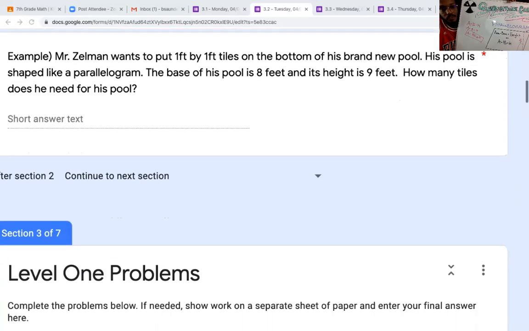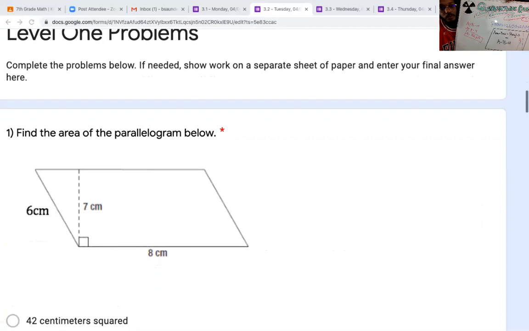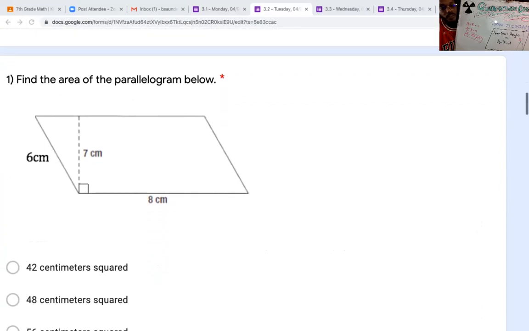Okay, so we have 72 feet there. Let's look at one or two of these level 1 problems. If you want to find the area of the parallelogram, you know that your base is going to be 8 and your height is going to be 7. A rookie is going to make that mistake and do 8 times 6.